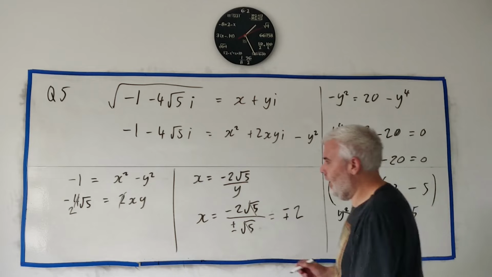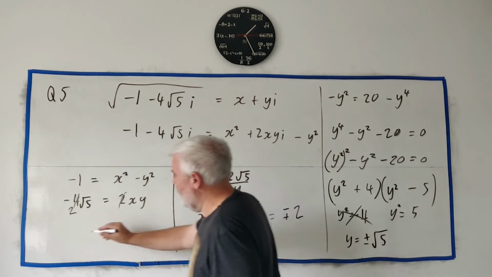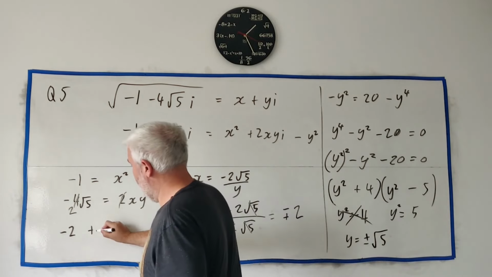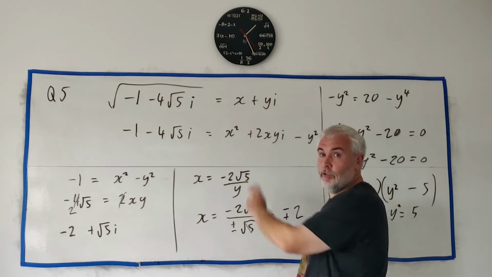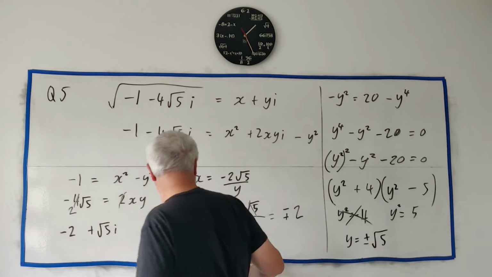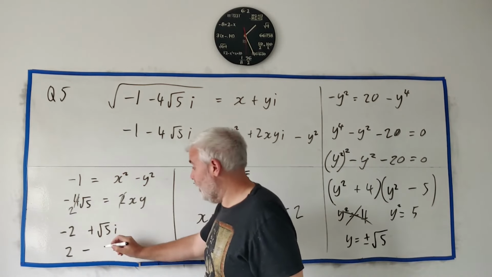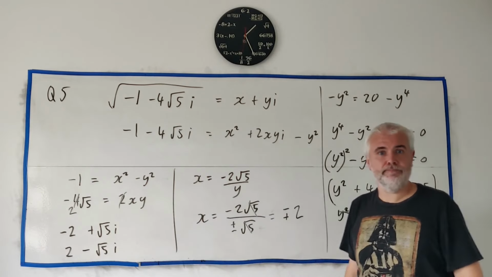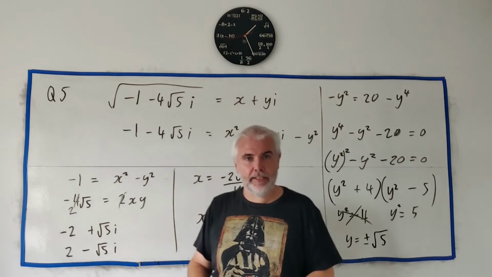That means when I have a minus 2, here's x and y. When we have x being minus 2, y is plus square root of 5. So that's one of our answers, the x plus y. When x is plus 2, the y is minus square root of 5. So that's our 2 answers there. And that's question 5 completed.